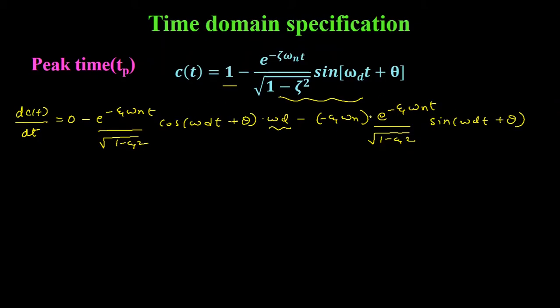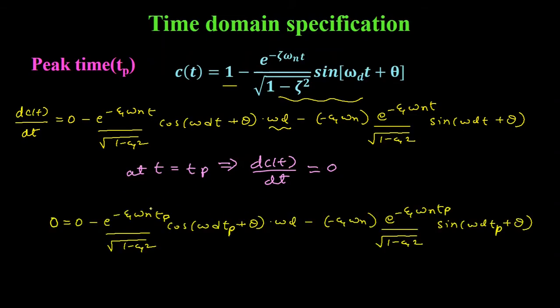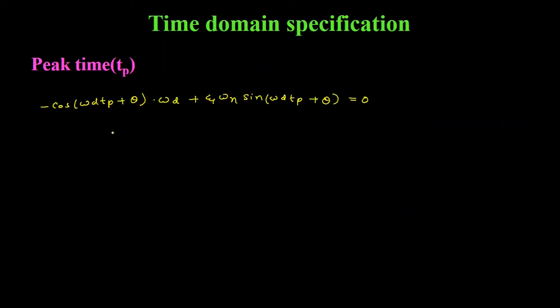Now we equate this equation to 0 and we put t equal to peak time Tp. As at t equal to Tp, d by dt of c(t) is equal to 0, we will get this type of equation. We have just put t equal to Tp in the above equation and equated it to 0. Now since e to the power minus zeta omega n Tp divided by under root 1 minus zeta square is a finite value, this term cannot be equal to 0. Therefore, minus cos of omega d Tp plus theta into omega d plus zeta omega n into sine of omega d Tp plus theta will be equal to 0.